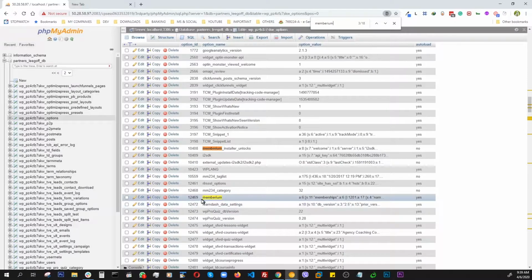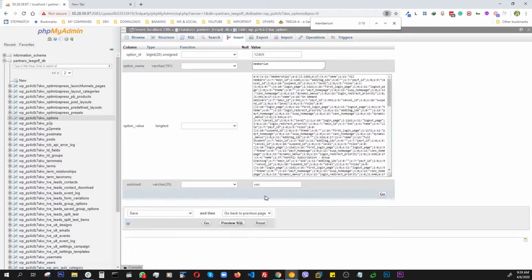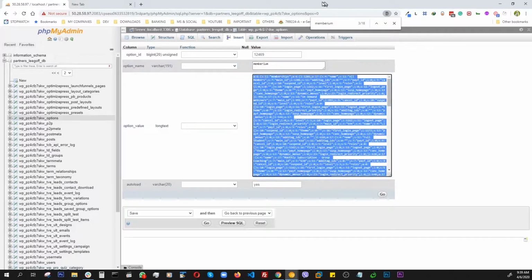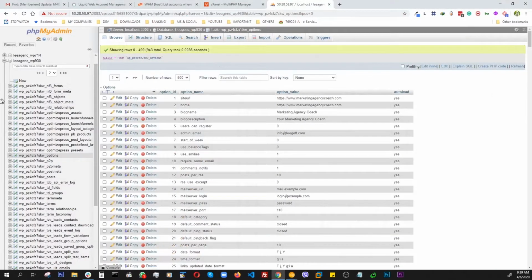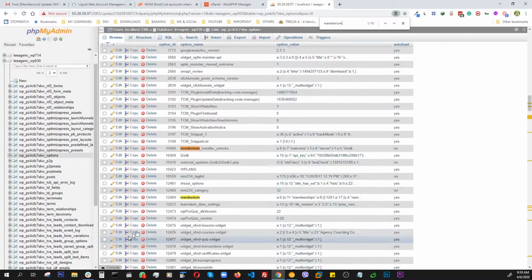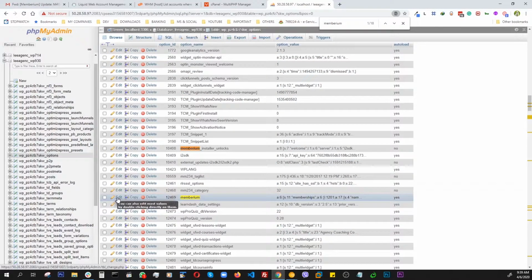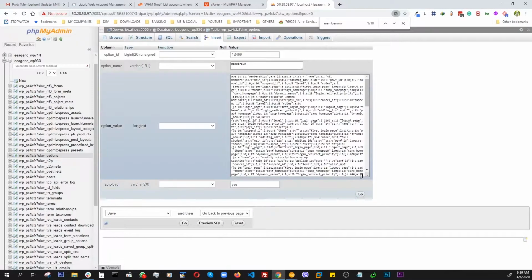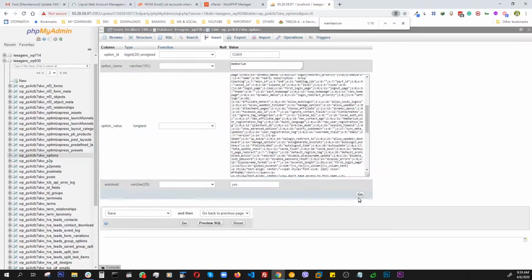So they gave us the exact option ID and this option to look into to collect our data. So we hit edit and we copied the whole thing. Then we came back to our production DB, went exactly to the options table, also setting it to 500 here, and then did a Control F, Memberium, and found the right option ID, went in, and we pasted this data and hit go.